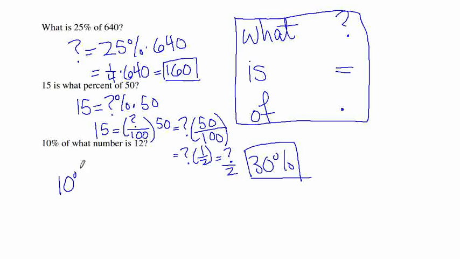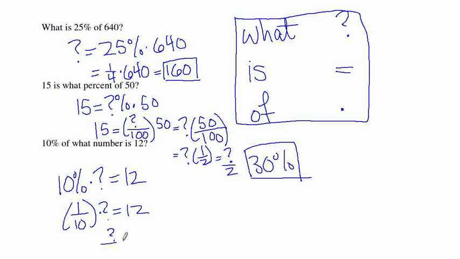So 10% multiplied by our mystery number equals 12. So 10%, that's equal to 1/10. So 1/10 multiplied by the mystery number is equal to 12, or if you like, the mystery number divided by 10 is equal to 12. So a tenth of what number is equal to 12? So that would be 120.